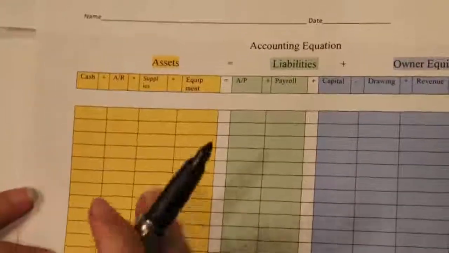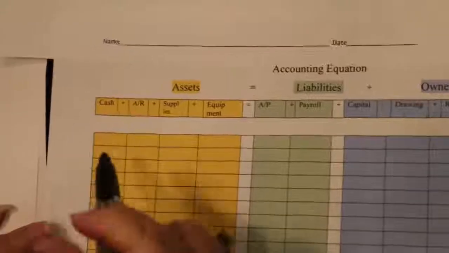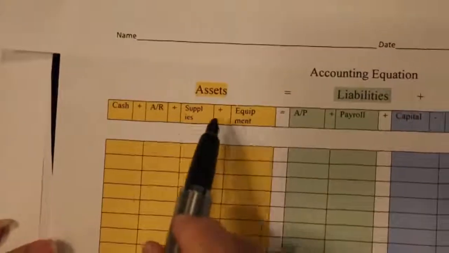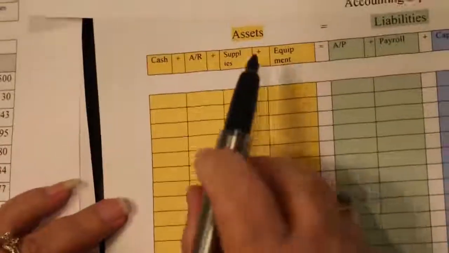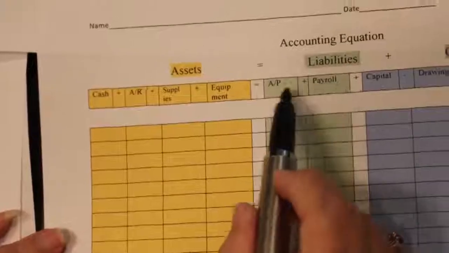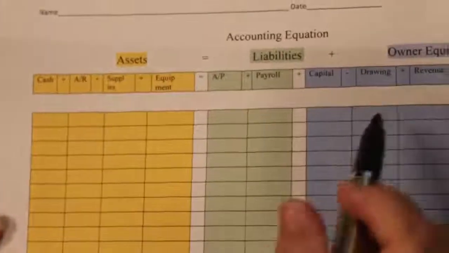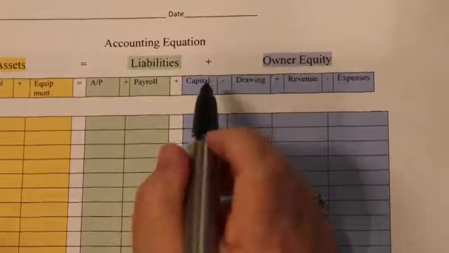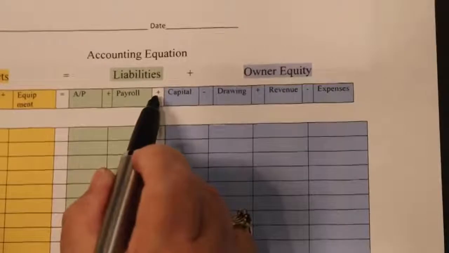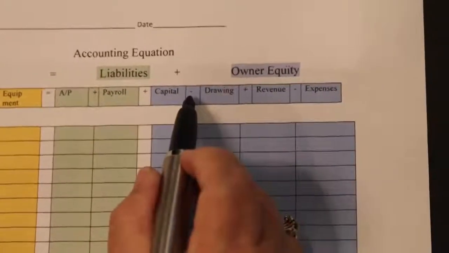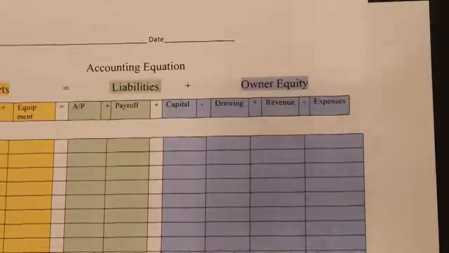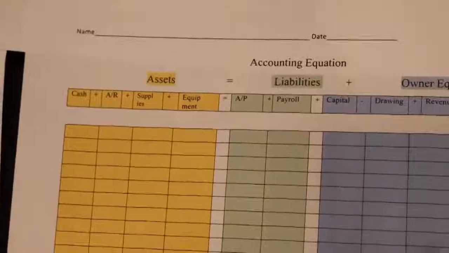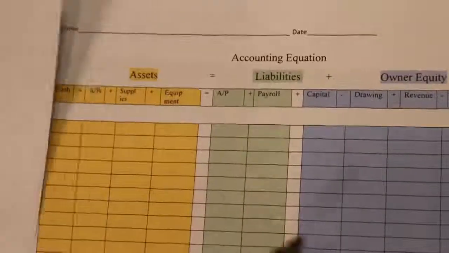Now, under this one, you could see cash. Anytime any of these assets or liabilities are added, you would add, plus, addition. Under capital, under owner's equity is where it gets a little confusing. We have capital, you would add, but drawing, you would subtract. Revenue, add, expenses, subtract. And I'll explain that. But first let's do a simple one.